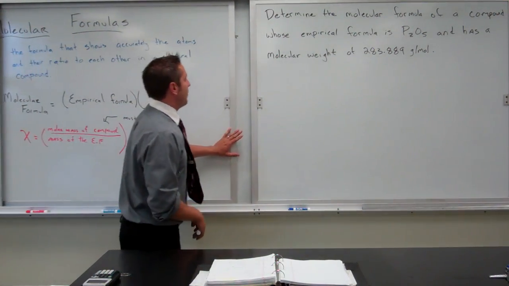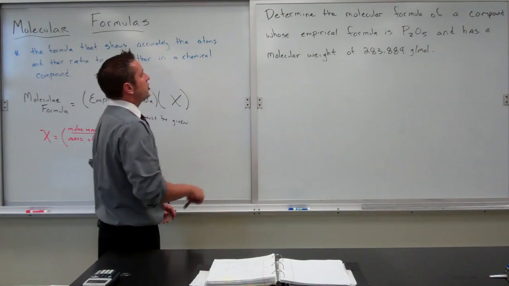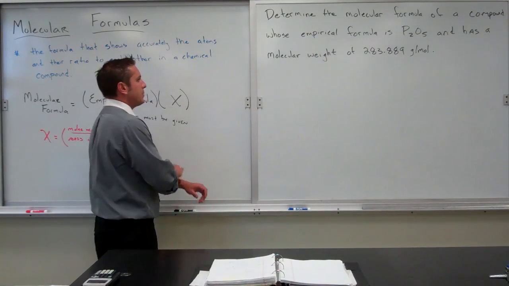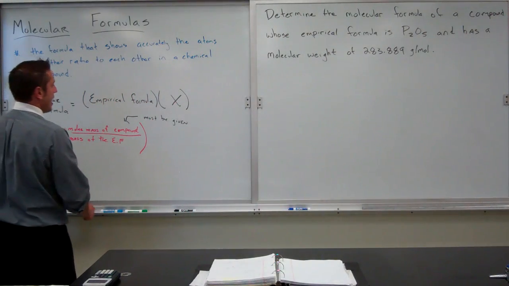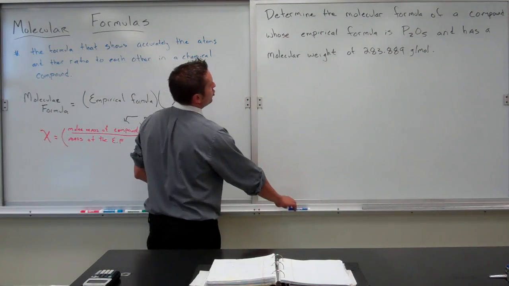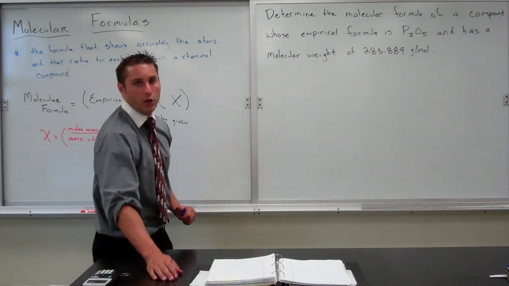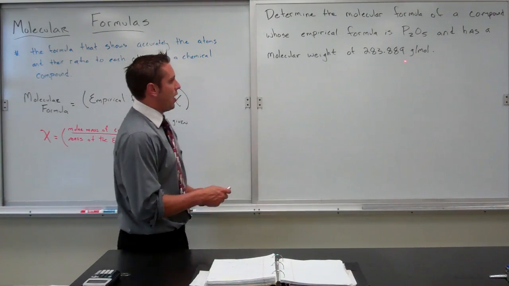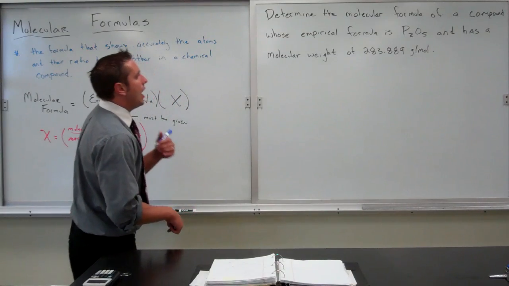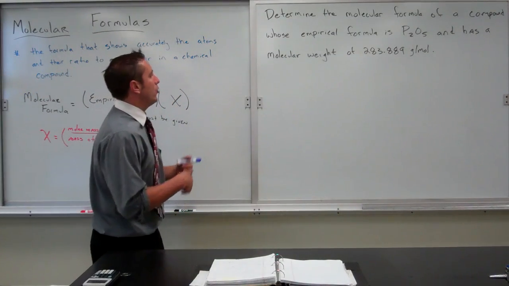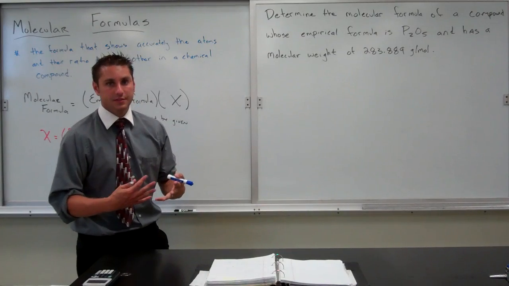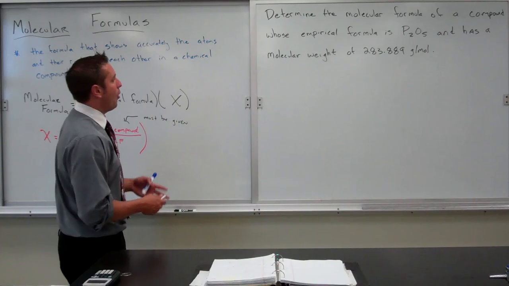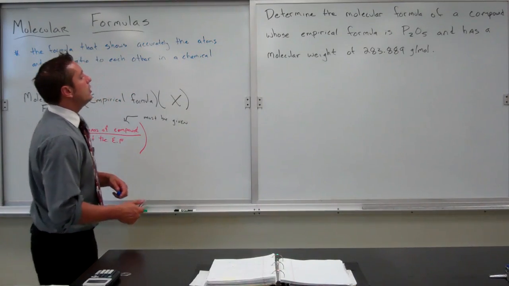Taking a look at the first example. It says, determine the molecular formula of a compound whose empirical formula is P2O5 and has a molecular weight of 283.889 grams per mole. Sometimes you'll see this expressed as AMU, atomic mass units. Sometimes you'll see it without any unit. It'll just say a molecular weight of. But all of them are just helping you out with what is the molecular weight of the whole compound or the molar mass.